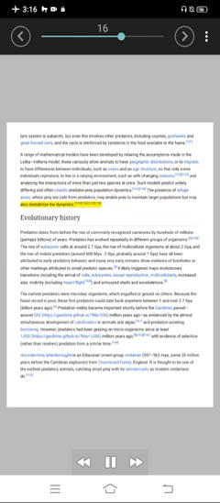Evolutionary history. Predation dates from before the rise of commonly recognized carnivores by hundreds of millions, perhaps billions, of years. Predation has evolved repeatedly in different groups of organisms.